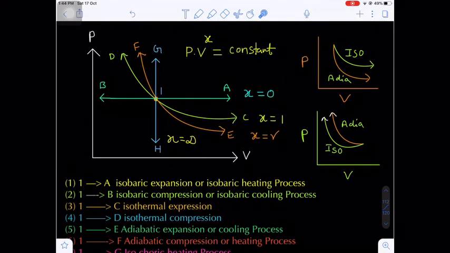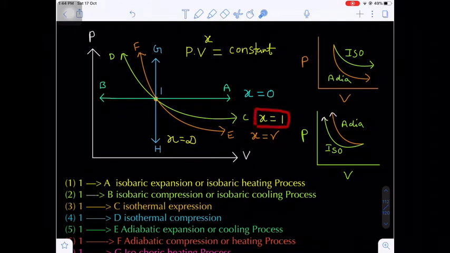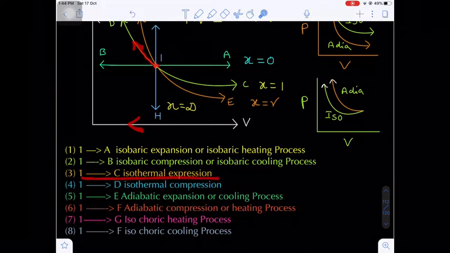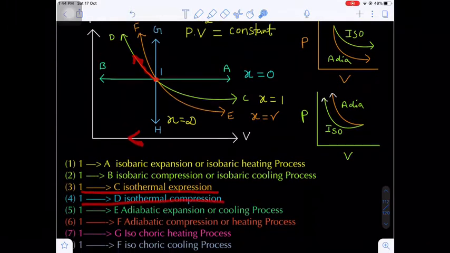Okay. Now come to the second exponent x value, which I am taking as 1. So if the x value is 1, PV is equal to constant. That is a rectangular hyperbola. So this will be the rectangular hyperbola, which is equal to the isothermal reversible process. Are you getting my point? Now if you see from 1 to C, as we move, what happens? Volume increases. That means isothermal reversible expansion. Let's suppose if you move from 1 to D, what happens? Volume decreases. This is the isothermal compression. 1 to C isothermal expansion and 1 to D isothermal compression. Are you getting my point?